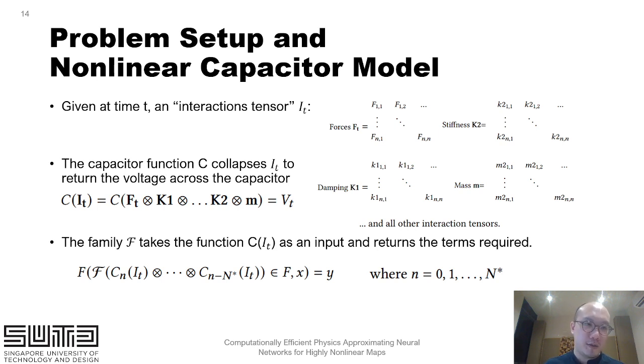And we can say that the capacitor function C collapses interaction tensor T to return the voltage across the capacitor, which is what we want. But in actuality, there might be some other interactions within this interaction tensor. So we can say the family of functions takes in the interaction tensor at each time step of memory and returns a y after some summation.